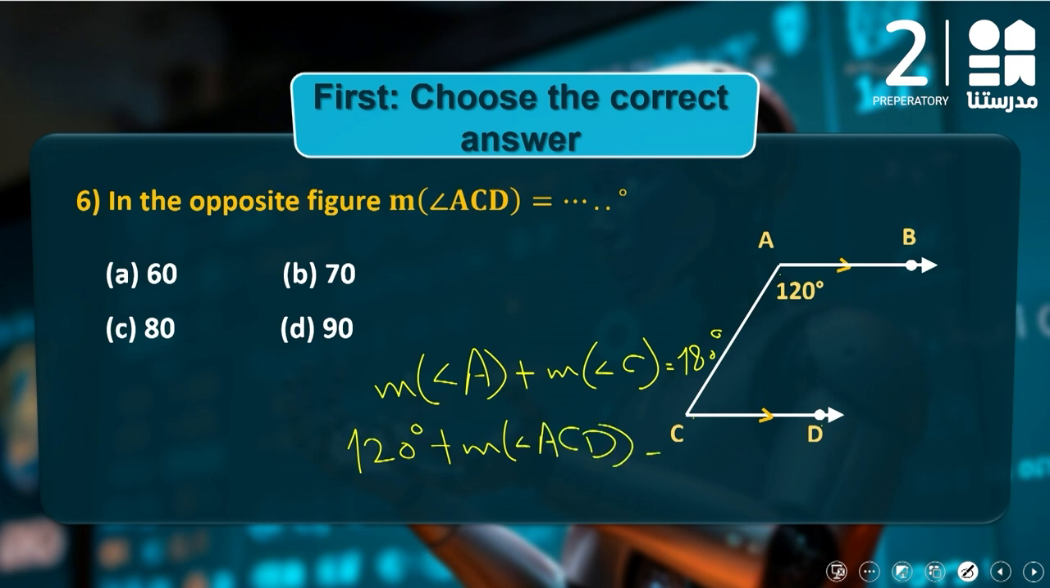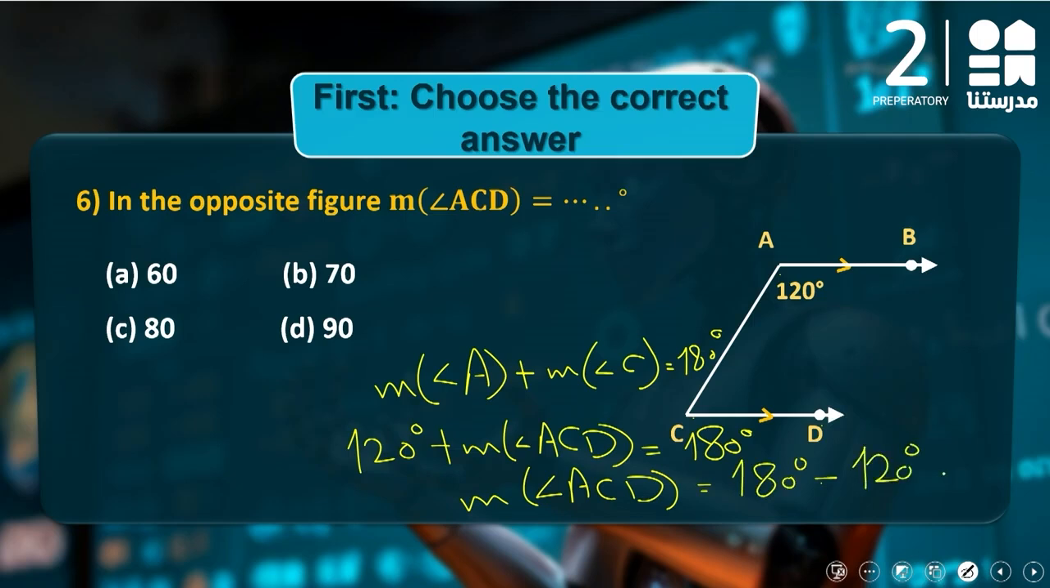So we have 120 degrees plus the measure of angle ACD equal 180 degrees. How can we find the measure of this angle? We can subtract 120 degrees from both sides. So we have the measure of angle ACD equal 180 degrees minus 120 degrees, and this equals 60 degrees. So we have the measure of angle ACD equal 60 degrees.